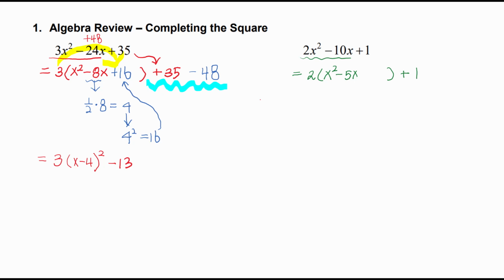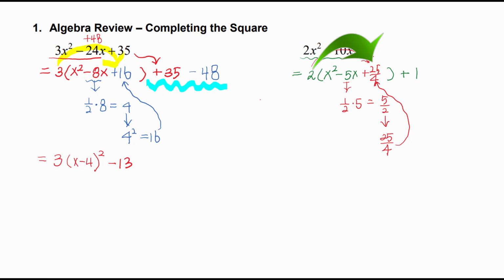Again, I'm going to need half of this number. Half of 5 is just 5 over 2. And I need to square this number, which is 25 over 4. And I need to add that number inside of the parentheses to complete the square. So I'm going to add 25 over 4 inside of the parentheses. However, that's going to be multiplied by 2.